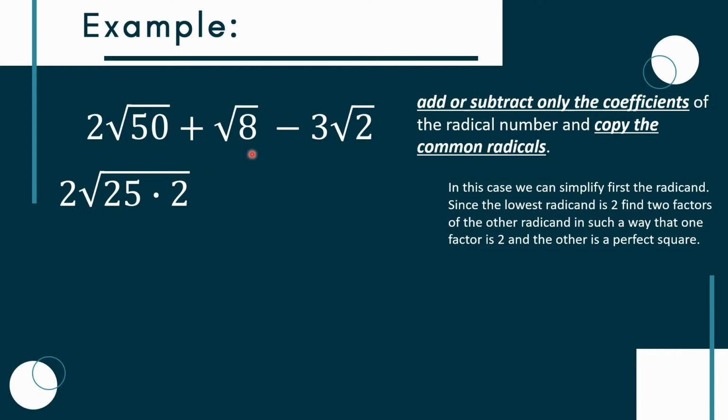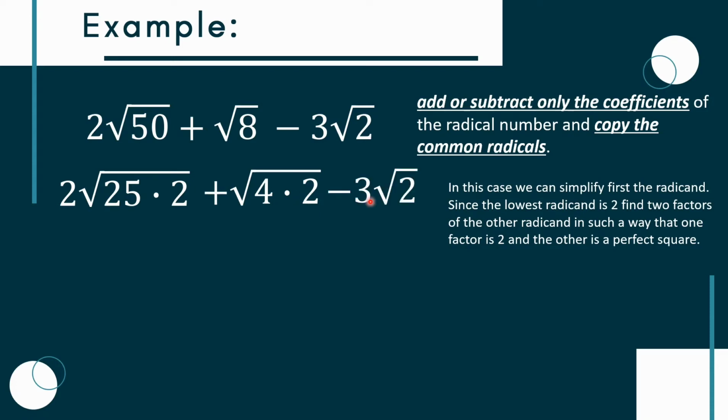How about this one? 8. Pwede ba natin itong, or can we get the factors of 8 in which ang isa doon ay perfect square at ang isa ay hindi? At ang isa ay 2? Yes, so we have 4 times 2. This is the perfect square and this is the non-perfect square. Then we will just copy negative 3 square root of 2.